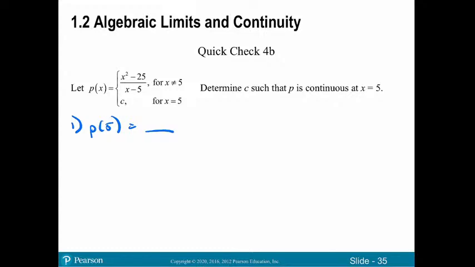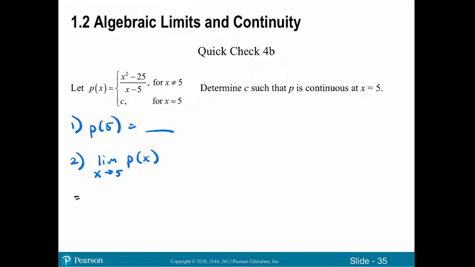The second condition, or I guess it just needs to be equal to c. Okay, now the second condition, the limit needs to exist, right? So the second thing we need is that the limit as x approaches 5 of p of x needs to exist. Because we're doing the not equal, it's kind of similar to what we had before with the simplification.